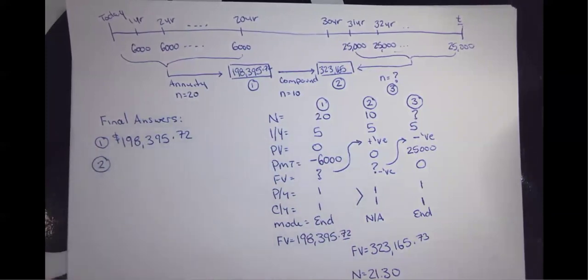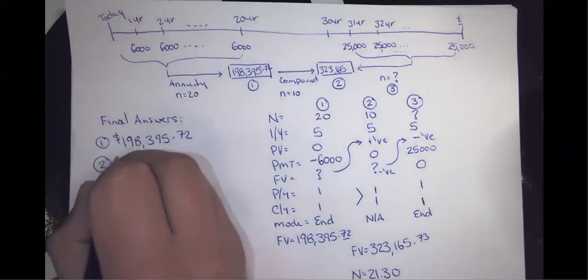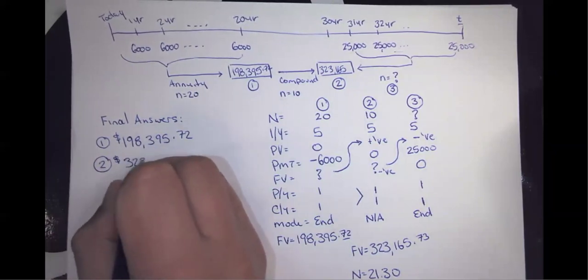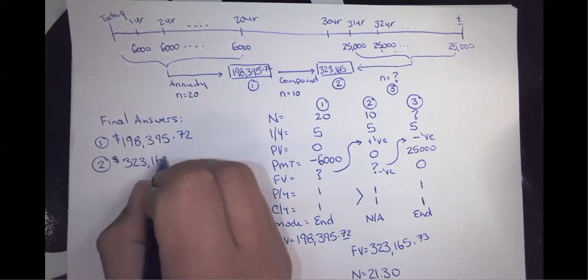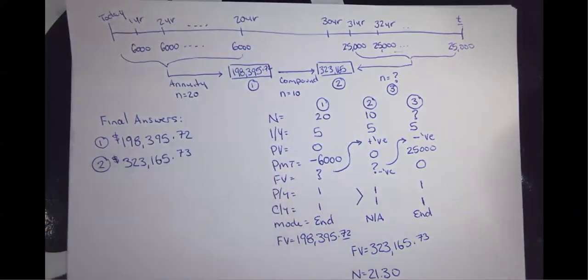Next, what will be the value of the RRSP at the beginning of the withdrawal phase or after the end of the accumulation phase? So what is this number here? We found that to be $323,165.73. So that's how much is after the accumulation phase.